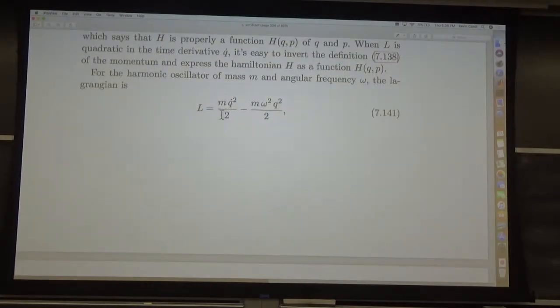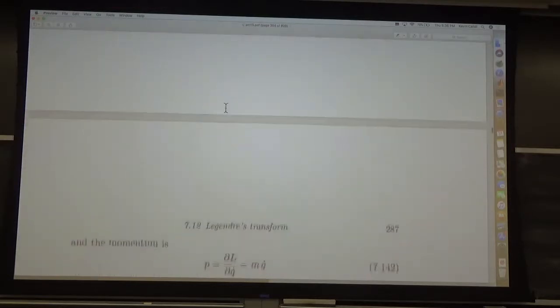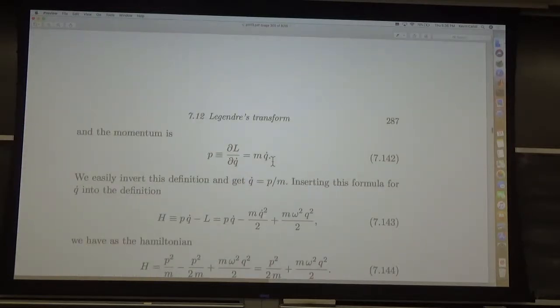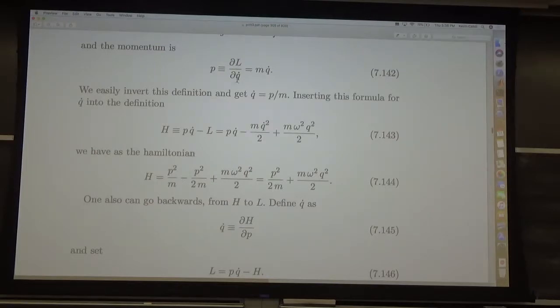When the Lagrangian is quadratic in q dot, then that's very easy because p is just m q dot, so q dot is just p over m, and the Hamiltonian takes the form that you've seen many times, namely for a harmonic oscillator, p squared over 2m plus m omega squared q squared over 2. You can also go the opposite way.